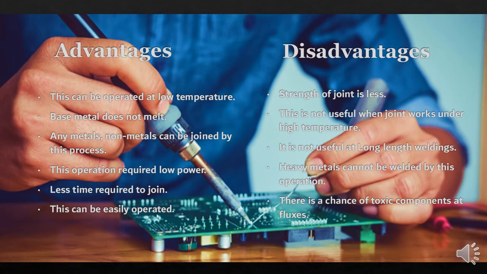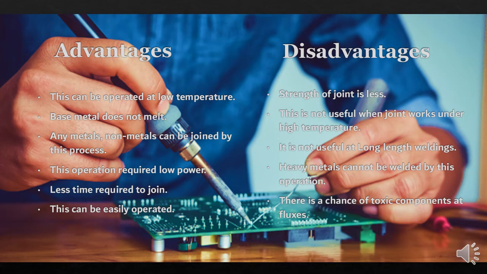So the advantages of the soldering process: the first one is that this process can be operated at low temperature. The base metal doesn't melt. Any metal or non-metal can be joined by this process. This operation requires low power and less time to join. And the last is that this can be easily operated.